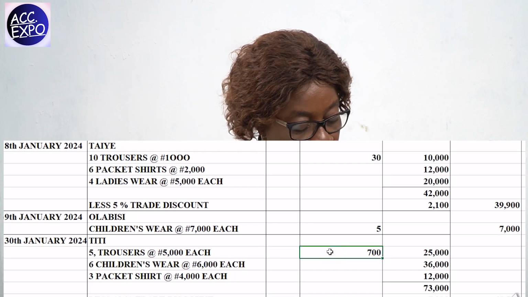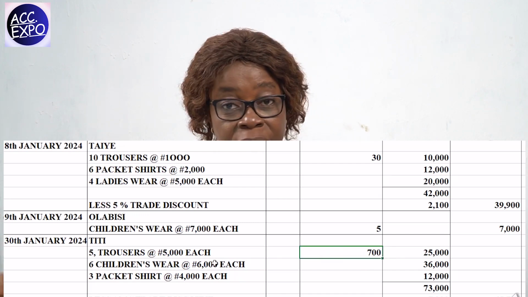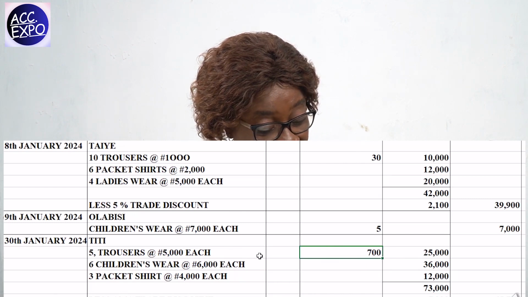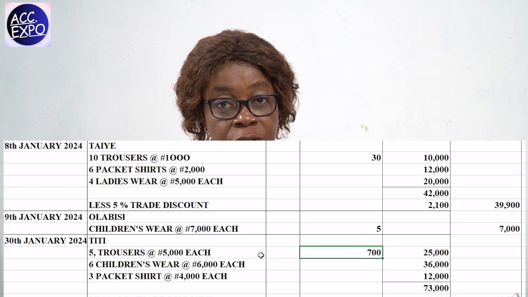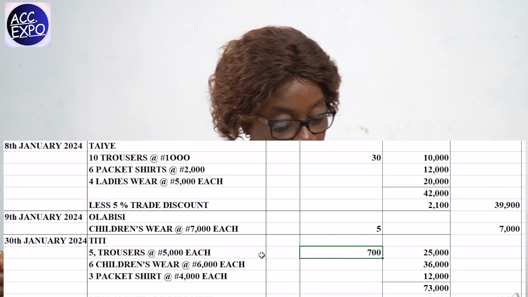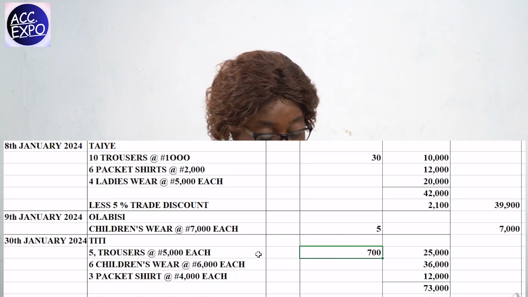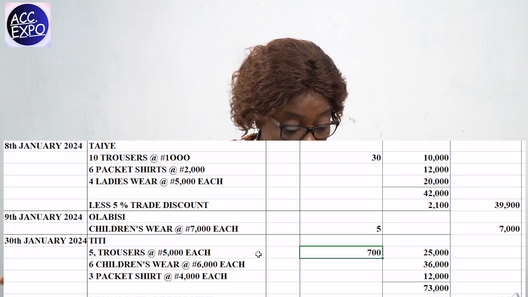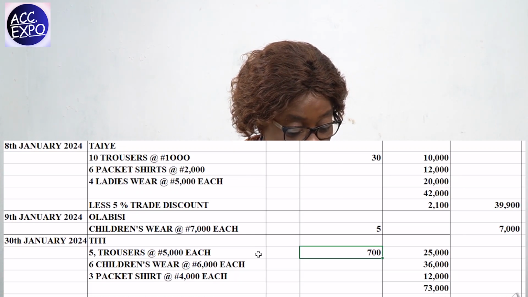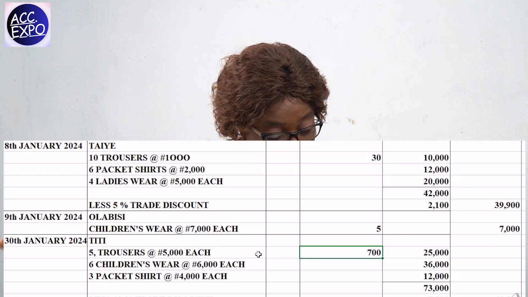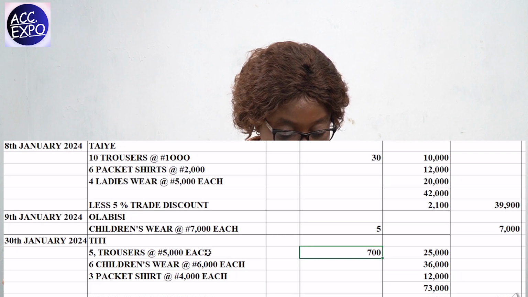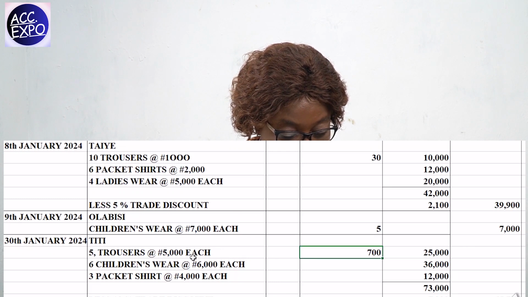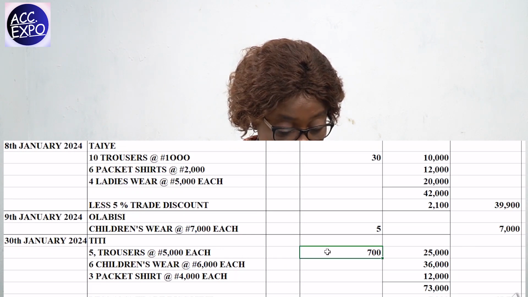So in the dates column, we have 30th of January 2024. In the particulars column, the name of the supplier, Titi, will be written first. Then the first item that was purchased from her on credit, 5 women's wears at 5,000 naira each, will follow under the name. Then the invoice number 700 will be written in the invoice number column.